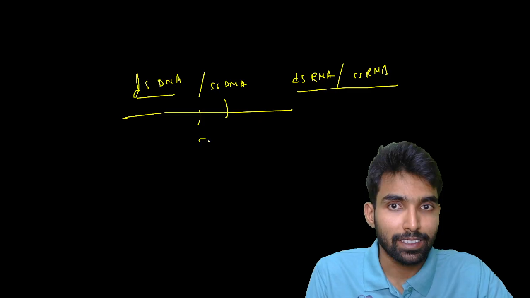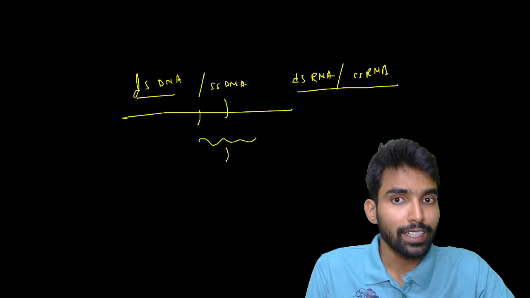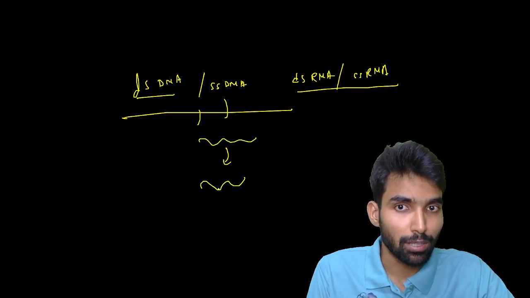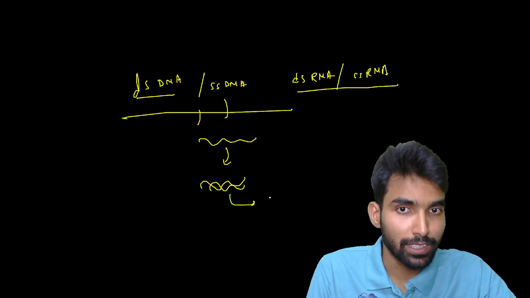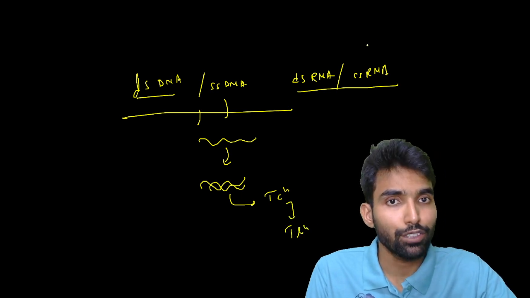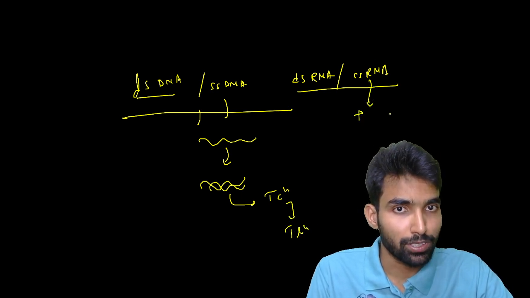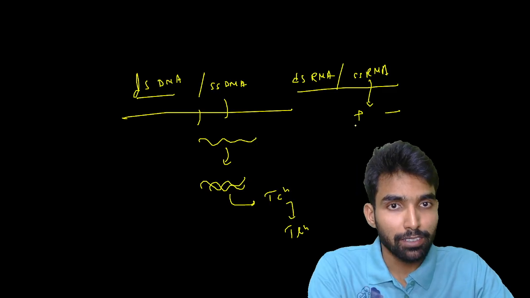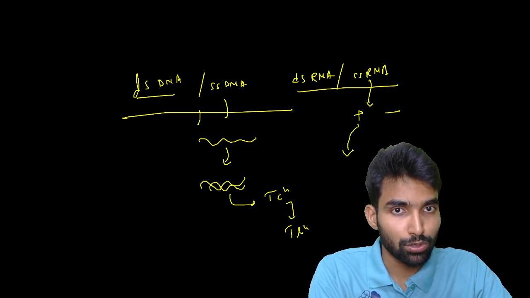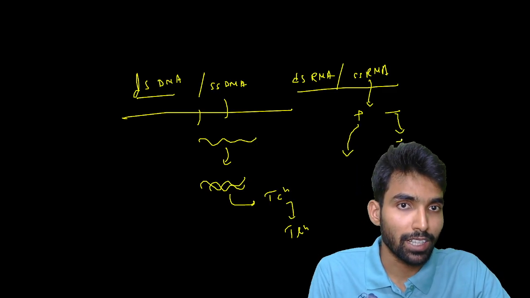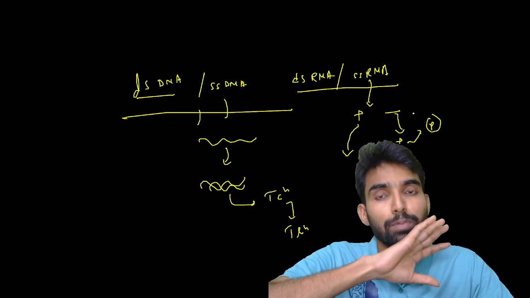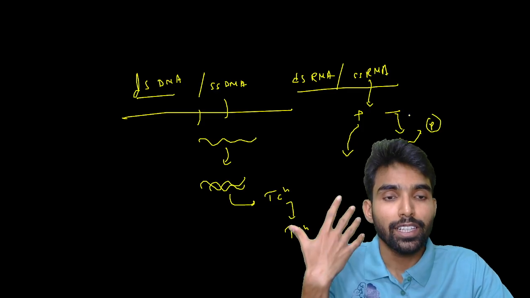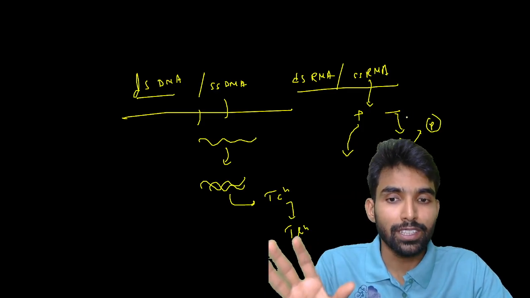Let's say it's single stranded DNA. Then the virus first should make double stranded DNA for its replication, and then from there it needs transcription, followed by translation. And if we consider ssRNA, it can be positive sense or negative sense. If it's positive sense, protein can be produced directly from it. If it's negative sense, first it has to make positive sense RNA and then protein. So based on this, we will see different types of life cycle observed in virus.